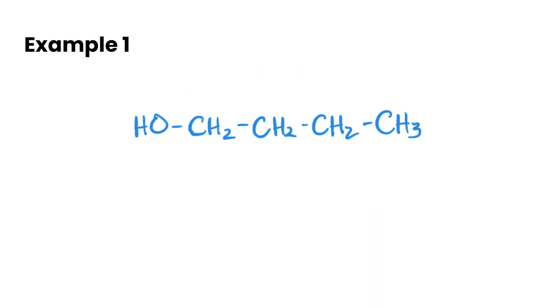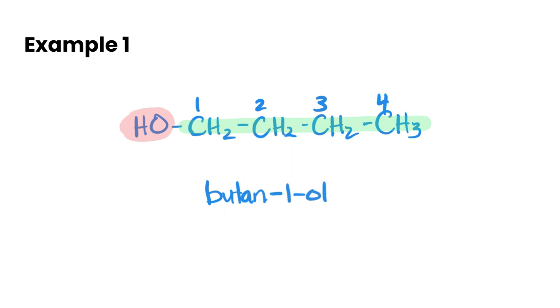Our first example: the first thing we want to do is recognize that we have an OH. So this is an alcohol, and its ending is going to end in -ol. Next, we want to find the longest chain that the alcohol is attached to. We've got a 4-carbon chain here. Then we number giving the hydroxyl group priority, so we go 1, 2, 3, and 4, and that means the hydroxyl group is attached to carbon 1. So this is going to become butane, taking off the E, butan-1-ol.